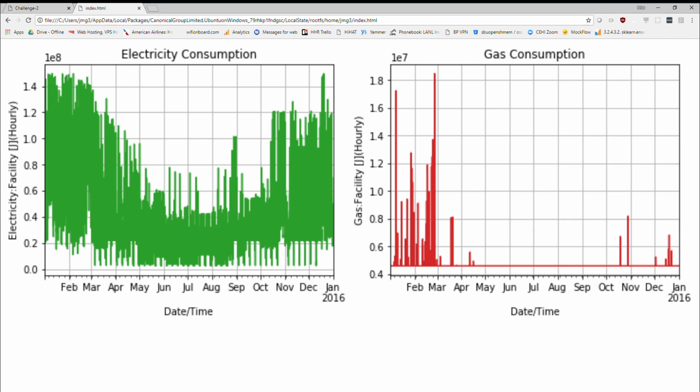We can see spikes that are uncharacteristic for a particular time of the year, indicating that localized weather patterns or other features are causing nonlinearities or anomalies. And so complex modeling is required in order to accurately predict electricity and gas consumption.